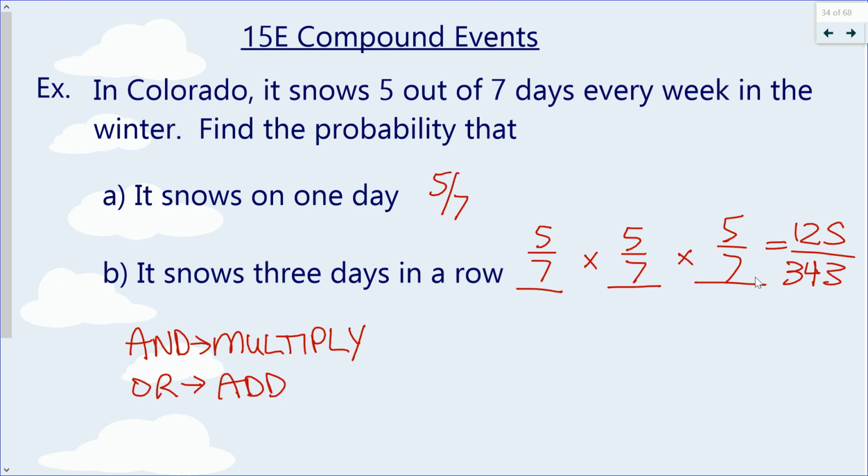The more of these days you have to string together, the less likely it'll be. You're going to get a day off sooner or later, so naturally, the likelihood will go down. This is approximately 36% likely, whereas 5 out of 7 is almost 71.4%. So the likelihood does go down, but still pretty likely that it'll snow 3 days in a row. Colorado, especially near the mountains, gets a lot of snow.